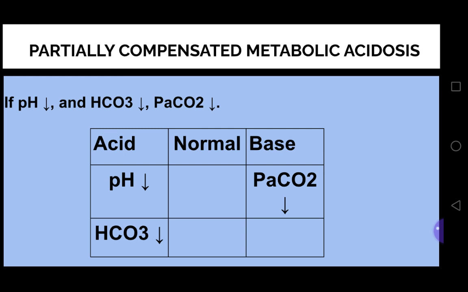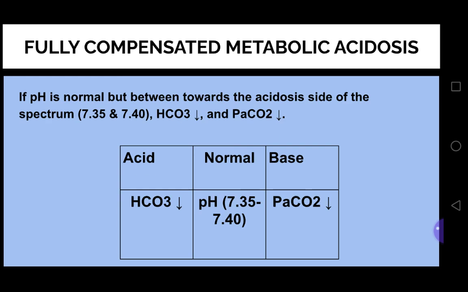And in the next slide, we can see fully compensated metabolic acidosis. In this, pH has become normal. However, it is towards the acidosis side of the spectrum, that is between 7.35 to 7.4. So you will find these values in fully compensated metabolic acidosis. Bicarbonate is below normal, pH is normal but between 7.35 to 7.4, and PaCO2 is also below normal. This shows fully compensated metabolic acidosis.